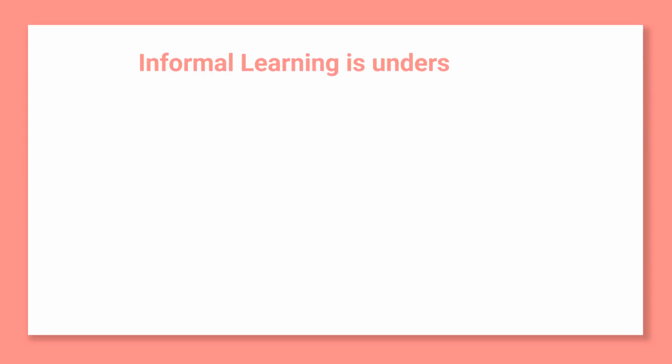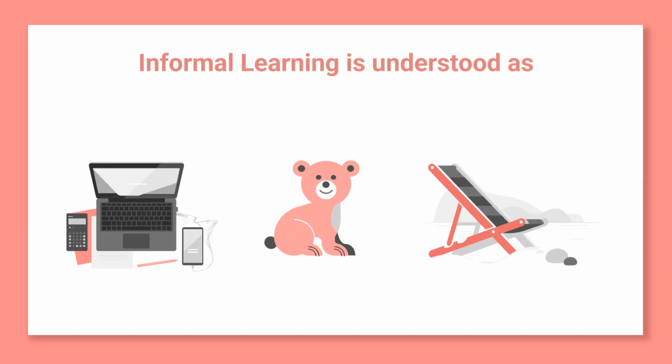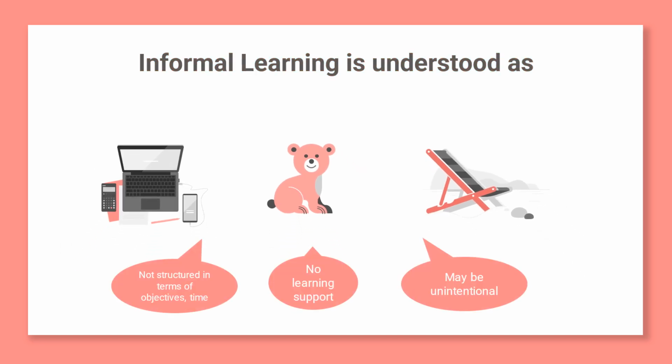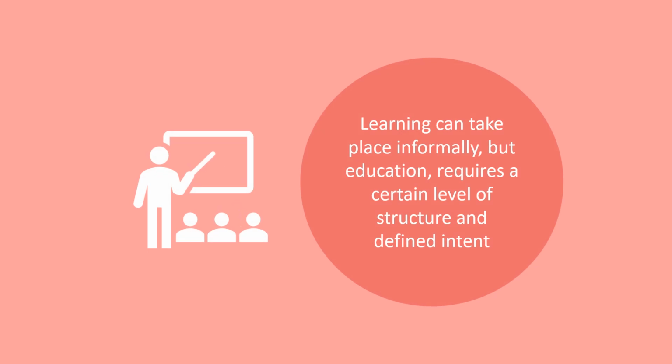Informal learning is generally understood as learning resulting from daily activities related to work, family, or leisure, which is not organized or structured in terms of objectives, time, or learning support. It may be unintentional from the learner's perspective. Typically, informal is only referred to in terms of learning and not used in reference to education, as it is generally considered that learning can take place informally, but education, meaning a system or process for learning, requires a certain level of structure and defined intent.